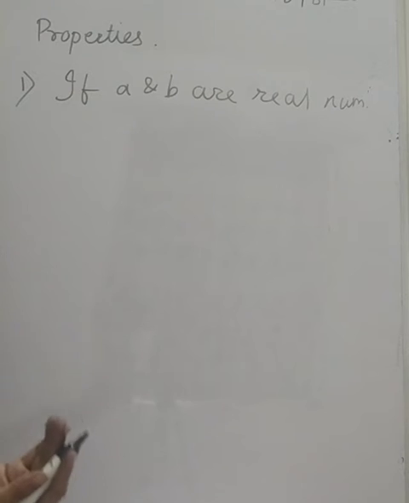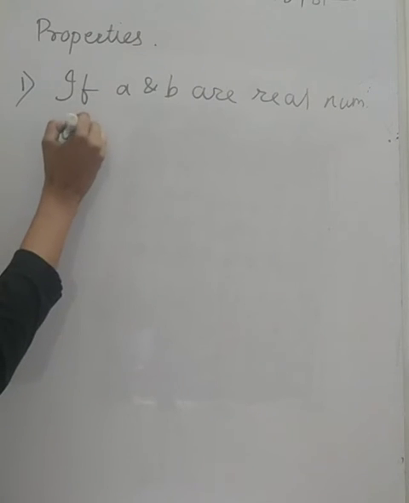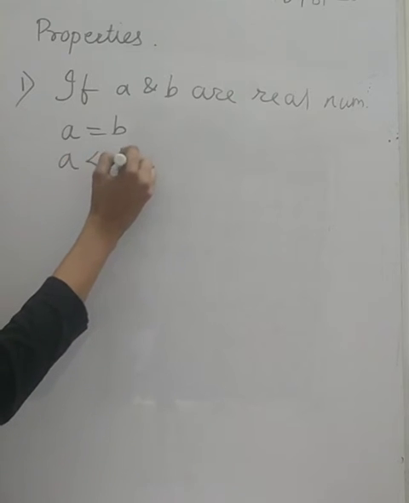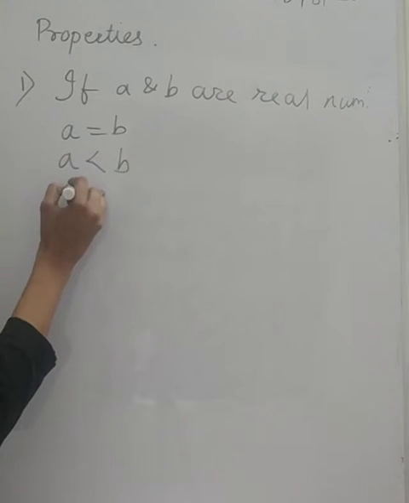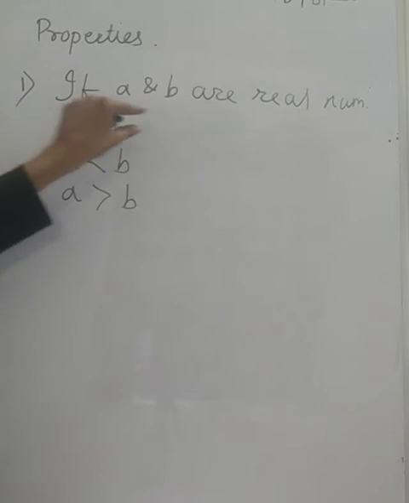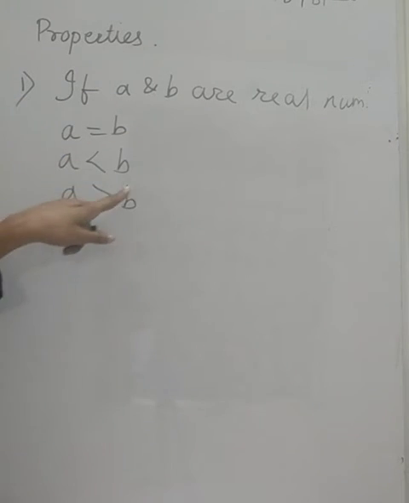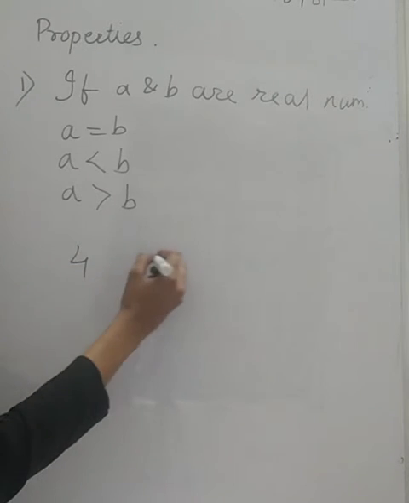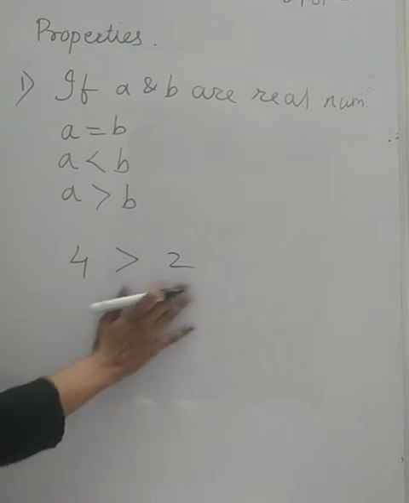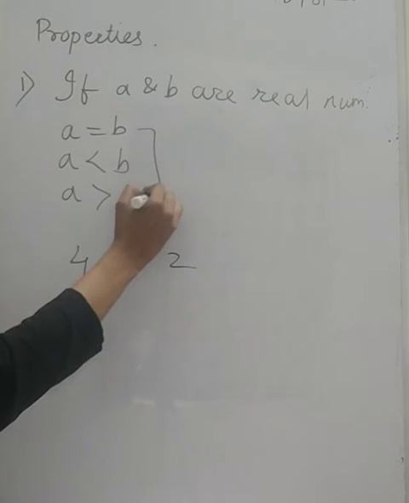then there are some equations which can be true for these two numbers: A is equal to B, A is less than B, or A is greater than B. Suppose two numbers are there, 4 and 2. These are the two real numbers. Then 4 is greater than 2, right? So which equation out of these three is right?